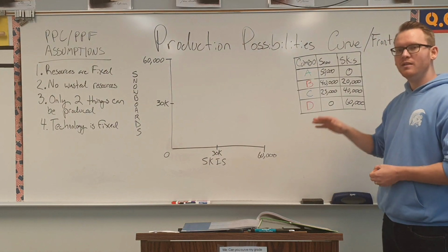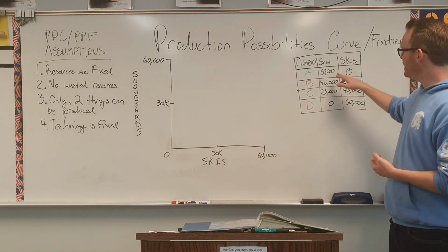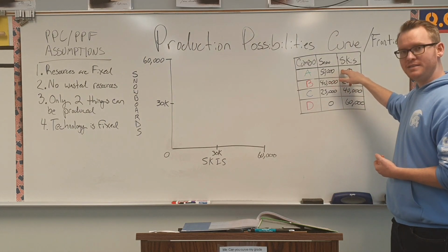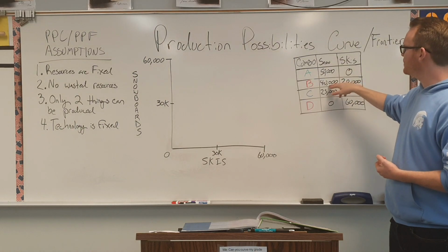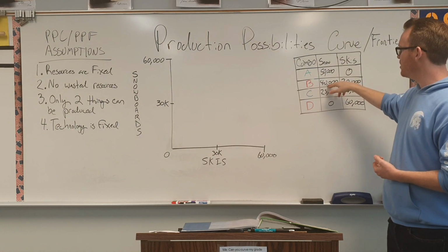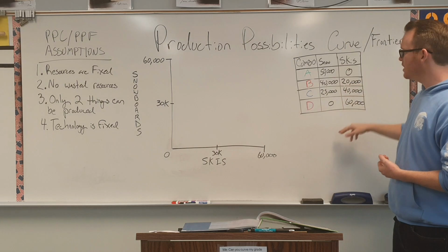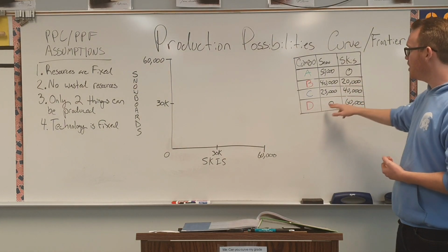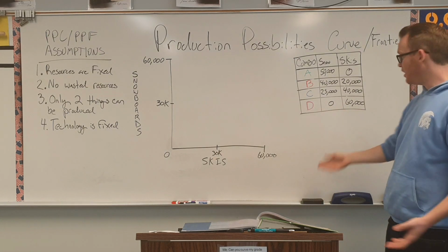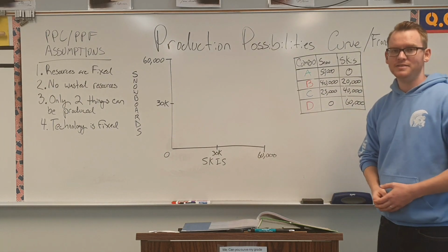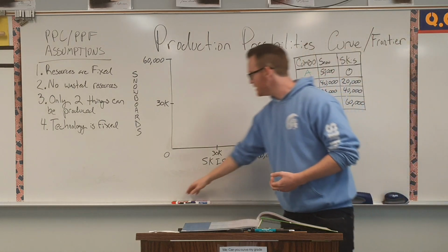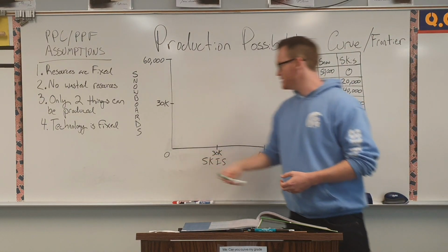So let's say we've run the numbers and we can either produce 50,000 snowboards and 0 skis, or we could produce 40,000 snowboards and 20,000 skis, or we can produce 25,000 snowboards and 40,000 skis, or we can produce no snowboards at all and 60,000 skis. All right, so let's go ahead and plot this. I've color-coded this so that it's easier for us to see and understand.